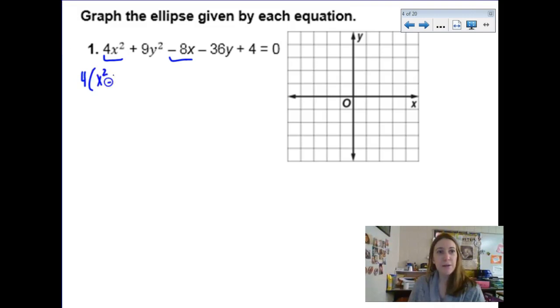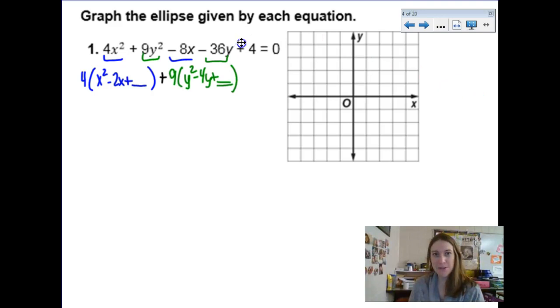X squared, that'll be a minus 2x, which we will complete. Then for the y's, I see we're going to have a common 9 we're going to need to factor out. So that's a y squared minus 4y, and we'll complete the square. And like always, I wrote too large, so now I'm going to run out of room. That 4 is going to need to move to the other side.